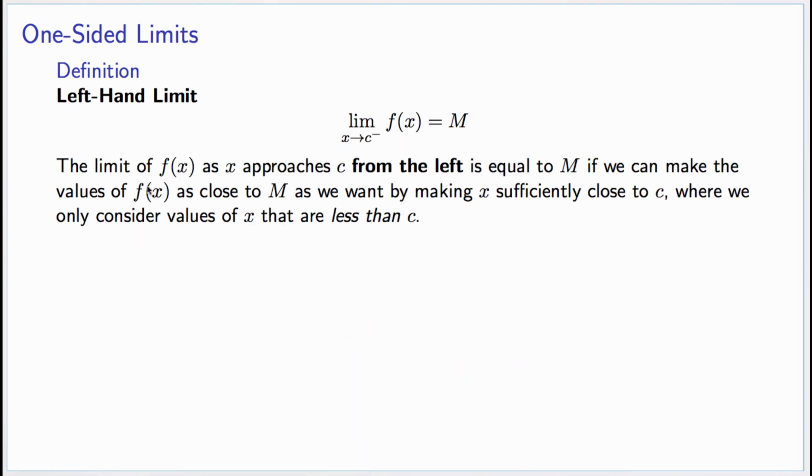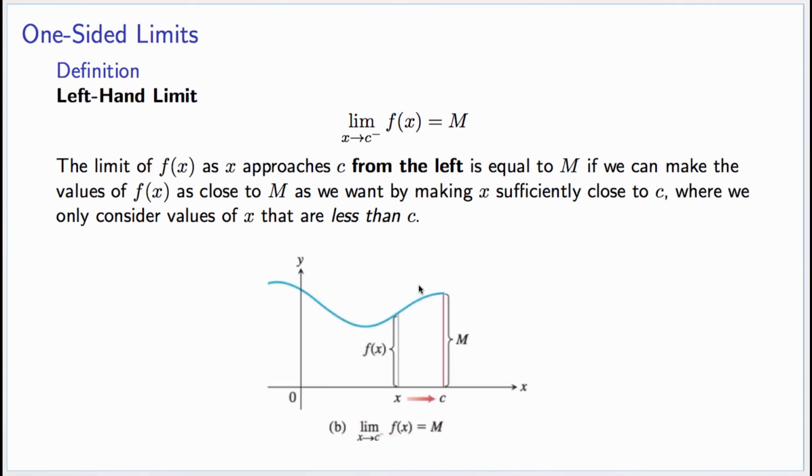Similarly, we define the left-hand limit with x coming into c from the left, and we denote this with a minus sign above the c. And we say that this left-hand limit, the limit as x goes to c from the left, is equal to m, if the values of f of x are getting closer and closer to m as x comes into c from the left, meaning that the values of x we're considering are less than c. So we're looking at the values of f of x as x comes into c from the left, and again we denote this with this minus sign above our c.